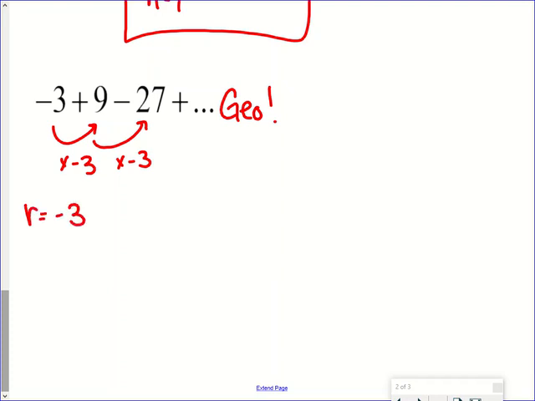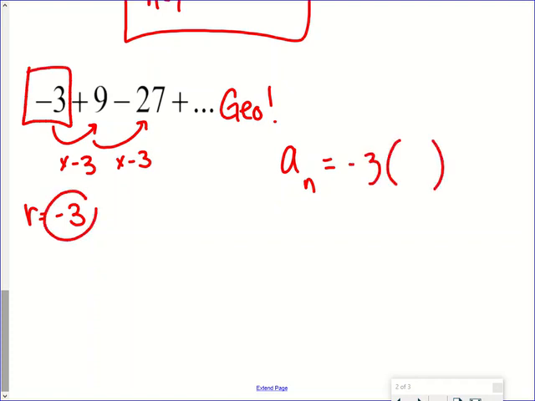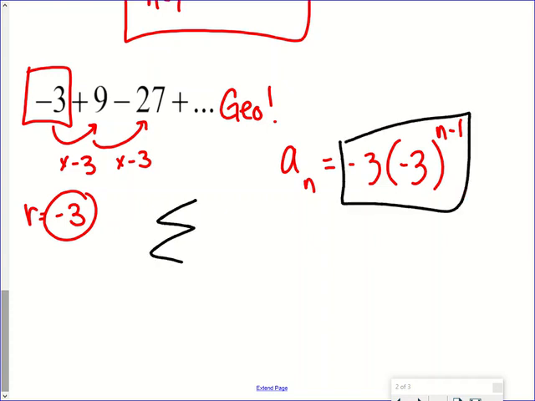So let's start with what we know. I got a sub n equals my first term, which is -3, times our R, which is also -3, and then to the n minus 1 always. So there is our sigma answer. Let's write it out. So I do my sigma, -3 times -3 to the n minus 1.